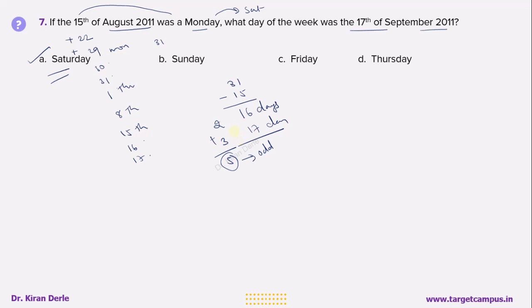And when the distance is too far between two dates, we should use this concept of odd days, right? You can simply add also. If you add them, you'll still get 5. How? See, 16 plus 17, 33. 33 divided by 7, again 5 odd days. Remainder is 5, so 5 odd days, right?